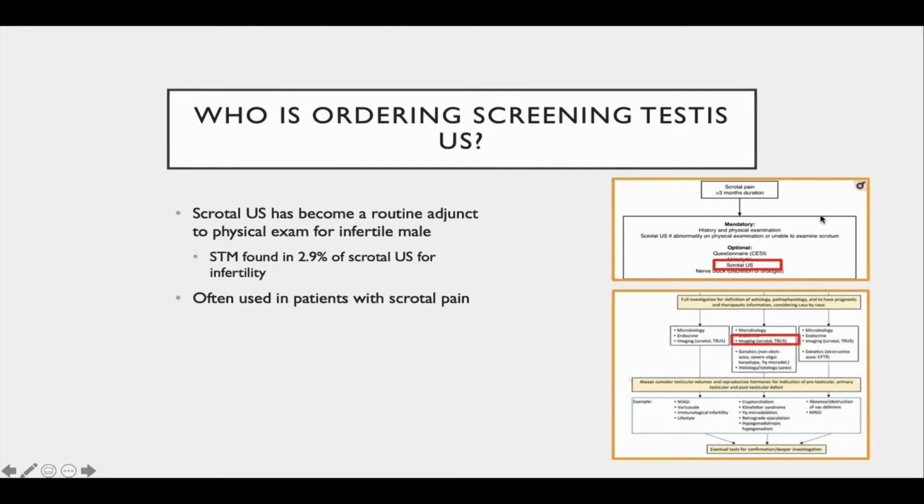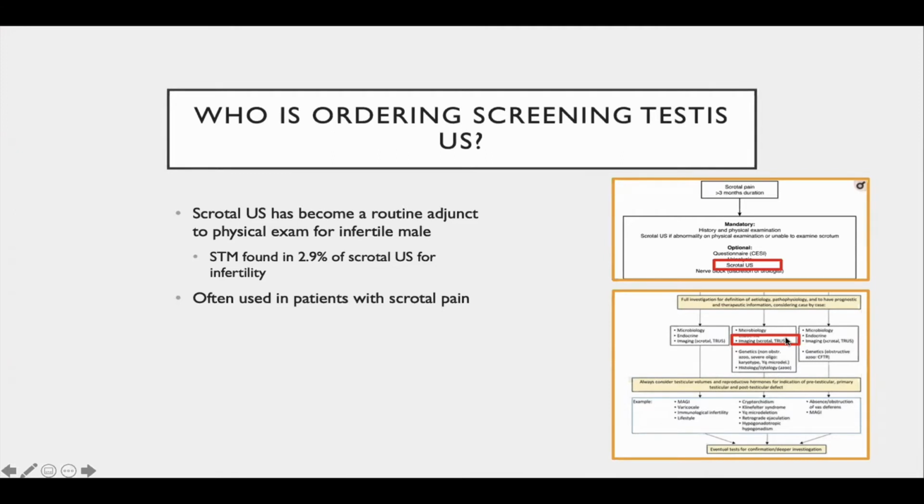So just two examples here. This is a cutout from the CUA scrotal pain position statement guideline that lists scrotal ultrasound as one of the optional tests you can do for a gentleman presenting with scrotal pain. This is a cutout from one of the large infertility guidelines out of the US that lists imaging of the scrotum for men presenting with infertility.